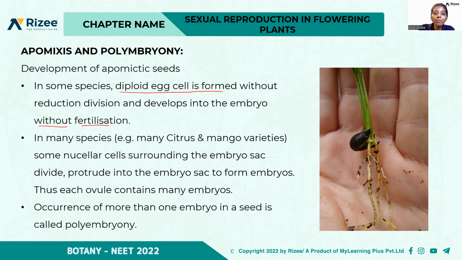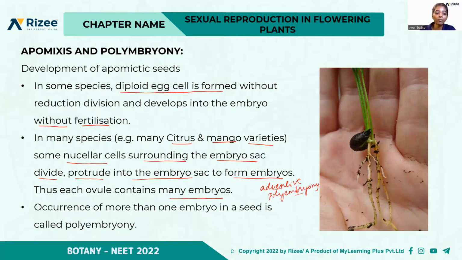But in some cases, such as citrus and mango varieties, some nucellar cells surrounding the embryo sac divide and protrude into the embryo sac to form embryos. So here each ovule contains many embryos. This is actually called adventive polyembryony. So that occurs in the formation of many embryos.